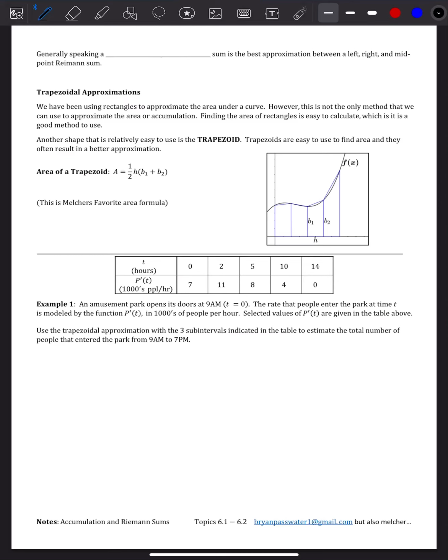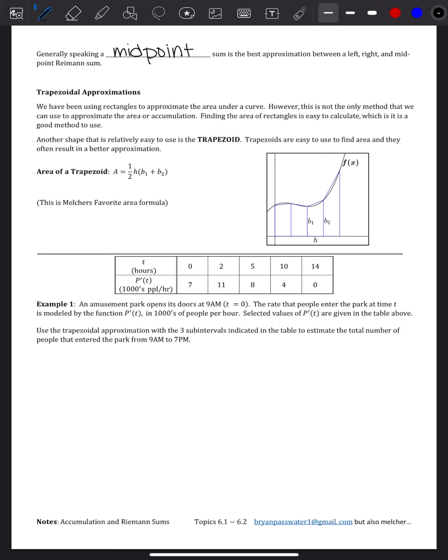We have one more thing here, which is honestly probably my favorite. So before we do that, generally speaking, a midpoint is going to be our best approximation, because of how our graphs work. If our graph is strictly increasing or strictly decreasing, that midpoint is going to get that middle value. It'll get a little bit above and a little bit below our line, and hopefully we'll kind of even out. So midpoint is generally the best approximation between those three.